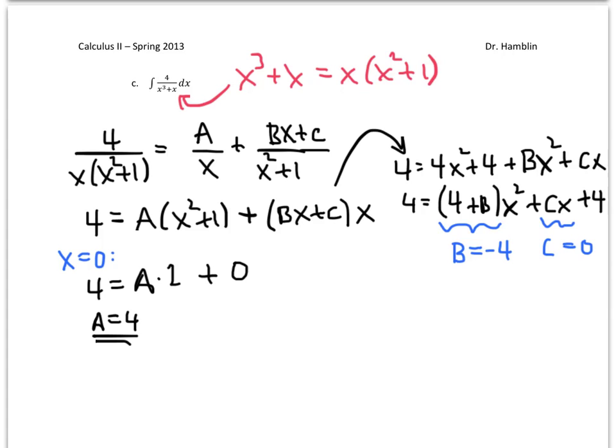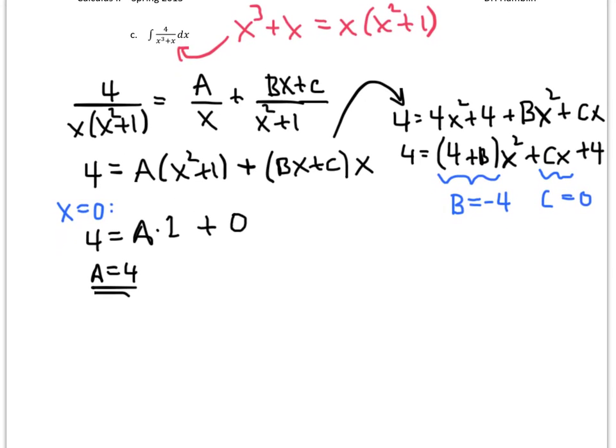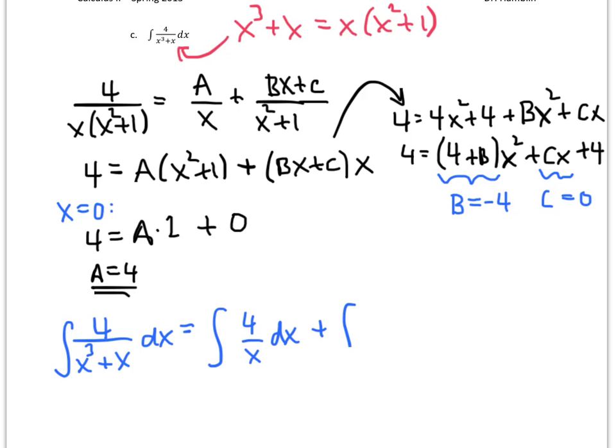So now I'm ready to actually go back and do my integral. What I figured out now is that the integral that I started with, 4 divided by x cubed plus x, is equal to the integral of a over x, so that's 4 over x, plus the integral of bx plus c over x squared plus 1. Well, let's see, b was just negative 4, so negative 4x, and c was 0, so just have negative 4x divided by x squared plus 1.